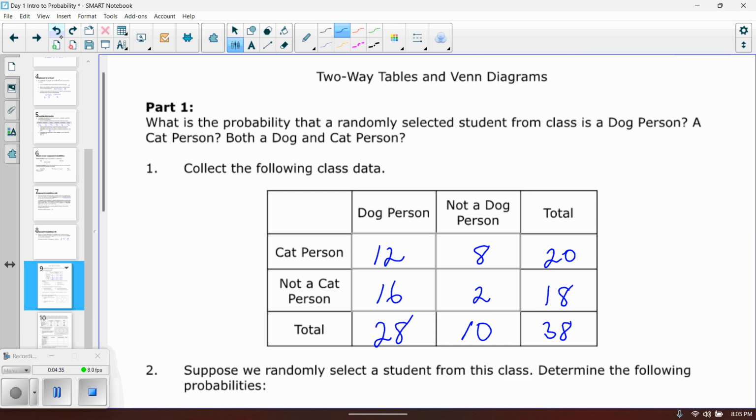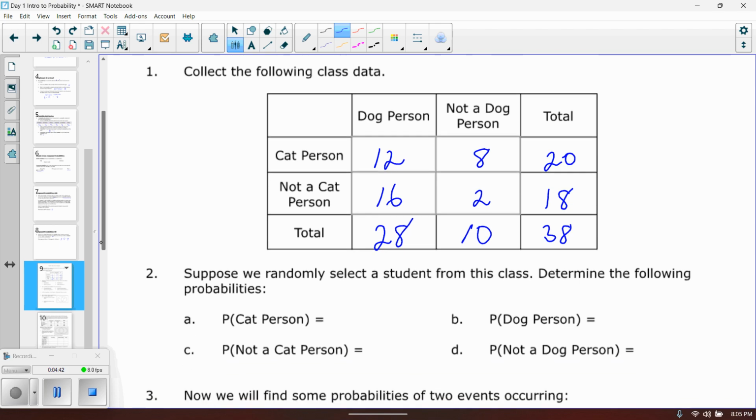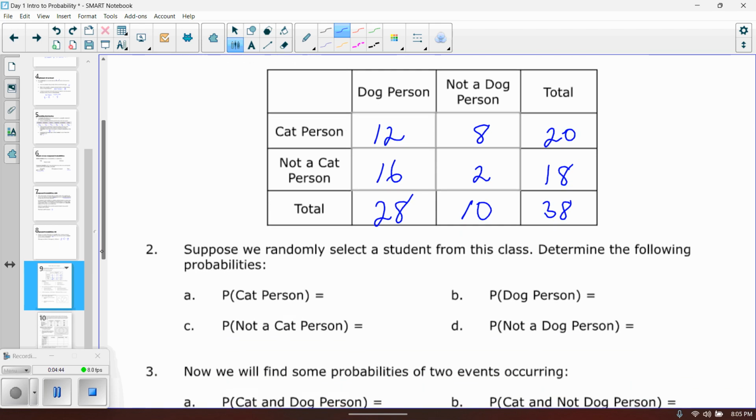So suppose that we randomly select a student from the class. We want to determine the following probabilities. Let's see how this works. I'll do my best to circle, shade, or highlight something so that you get a general idea of what's going on.